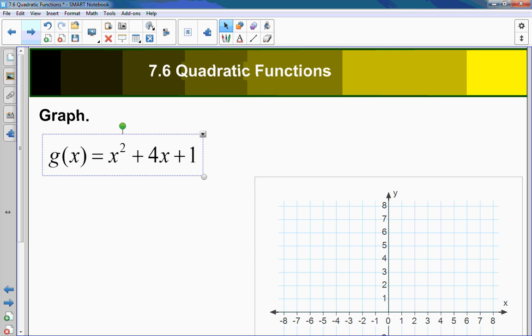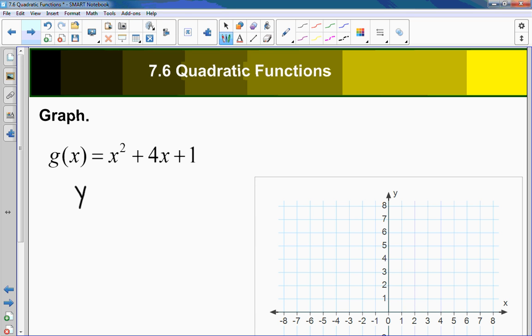Now it's a little bit different, right? We're not given that completed the square form. We're not given that beautiful equation from 7.5. Now we're going to have to do a little bit of work ourselves. So first of all, we're going to replace g of x with y. So we get y equals x squared plus 4x plus 1.